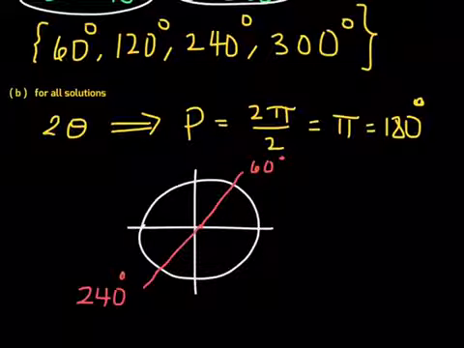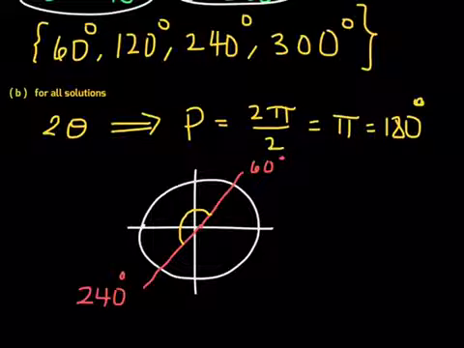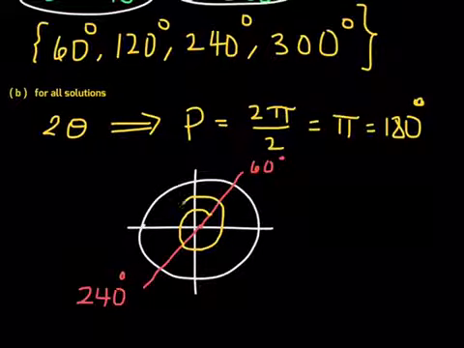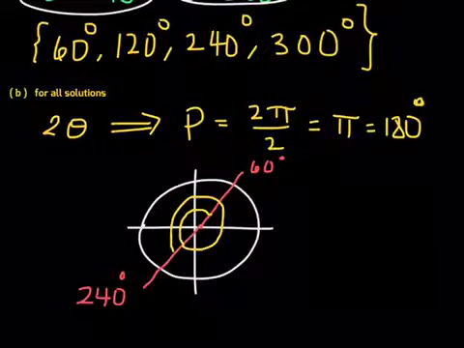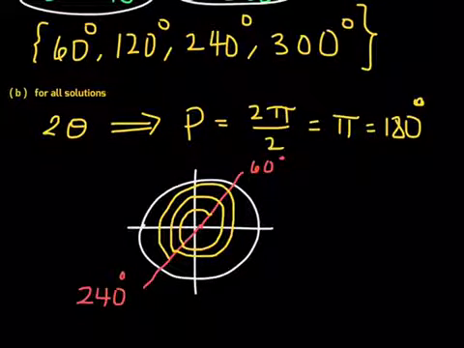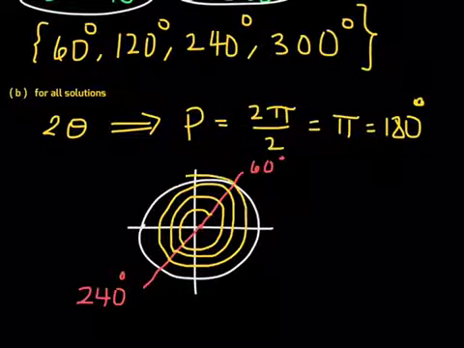So watch this. If we start with 60 degrees, that's one of our solutions, and we move 180 degrees from there, we hit another solution, which is 240 degrees. If we go 180 degrees from there, we hit another solution, because these are periodic functions. Another 180 degrees, another solution, and so on.